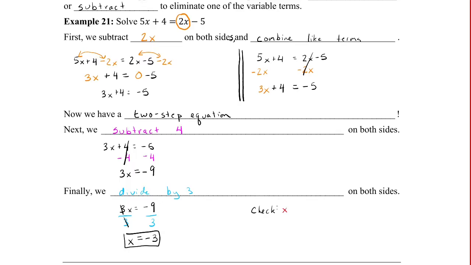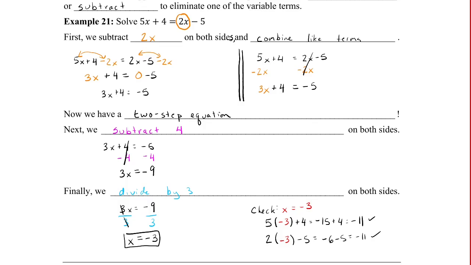So I'm going to plug in x equals negative 3. On the left-hand side, I'll have 5 times negative 3 plus 4. That's negative 15 plus 4 is negative 11. On the right, we'll have 2 times negative 3 minus 5. That's negative 6 minus 5. That's also negative 11. So since those gave us the same number, x equals -3 really is a solution.